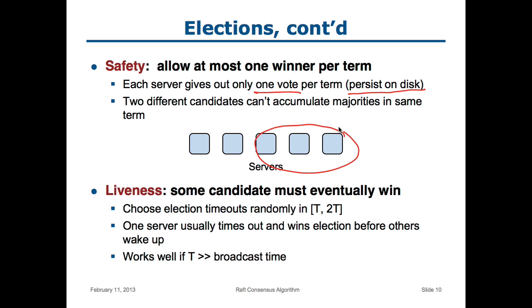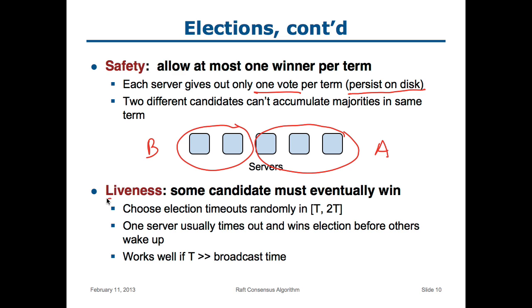So for example, if 3 servers vote for A in a particular term, then the most that any other server, say B, could get is 2, and obviously B can't get a majority. Now, as we'll see later on, it is possible, of course, to have different candidates win in different terms, but within a given term, at most one candidate can win an election.